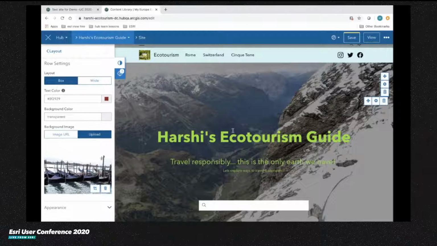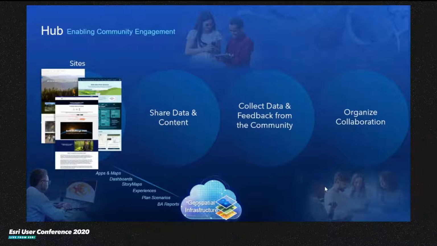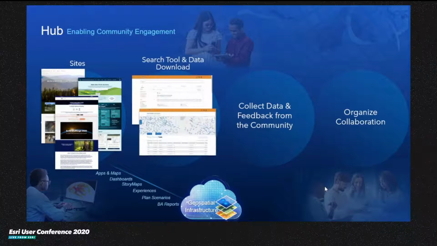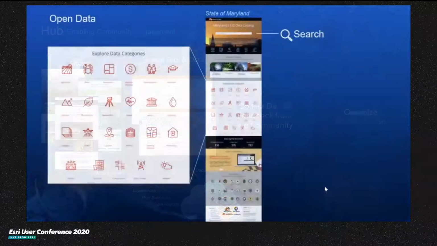Thank you. Thanks, Hershey. Another nice feature of ArcGIS Hub sites is that they come with a search tool automatically built in. This allows you to surface authoritative data and content on your site, and it enables your community to search for and discover it so that they can either download it or use it in their applications.